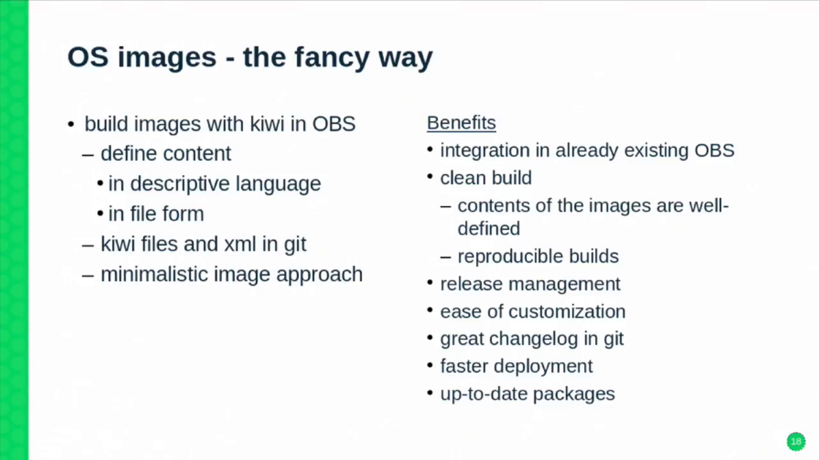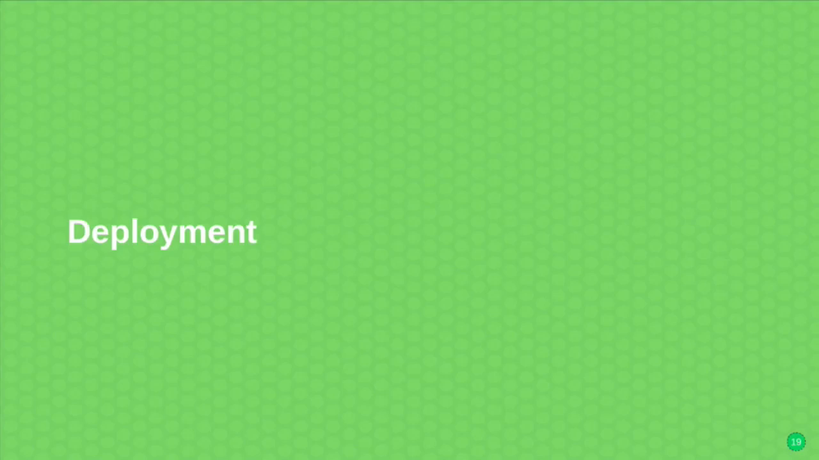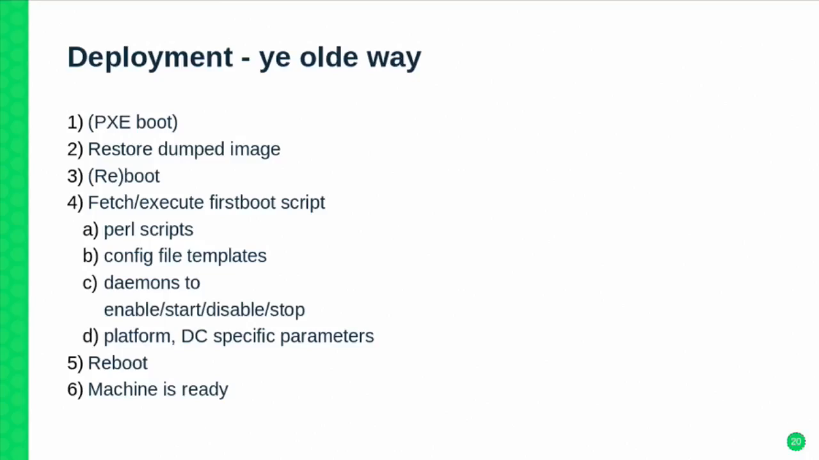Yeah. And actually, one good point I wanted to say, we always have up-to-date packages, up-to-date images, because if somebody pushes new RPMs to a repository we're referencing in the KIWI files, KIWI automatically triggers a rebuild of the image, and we have already up-to-date packages. Okay, so let's look at how we deploy the images.